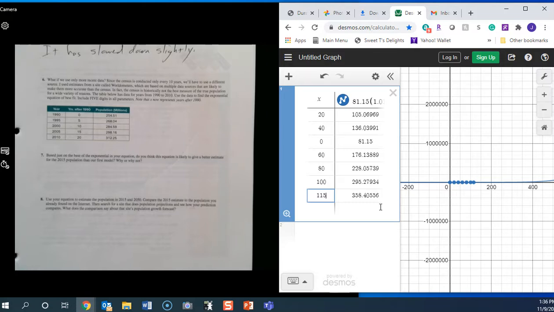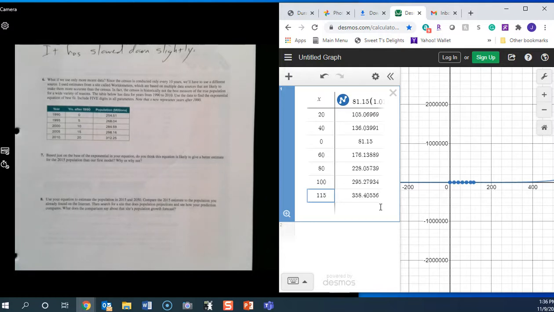It says, what if we use only more recent data? Since the census is conducted every 10 years, we'll have to use a different source. I use estimates from a site called Worldometers, which are based on multiple data sources that are likely to make them more accurate than the census. In fact, the census is historically not the best measure of the true population for a wide variety of reasons. The table below has data for years from 1900 to 2010. Use the data to find the exponential equation of best fit. Include 5 digits in all parameters.